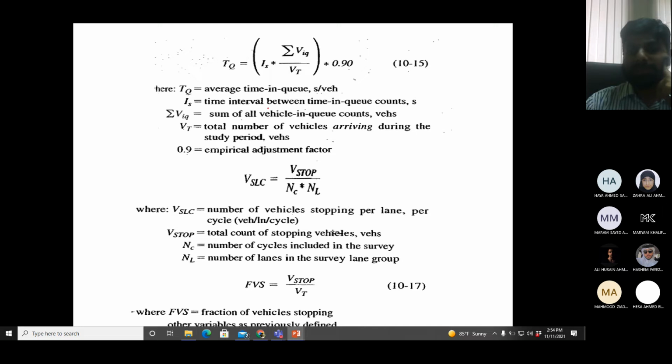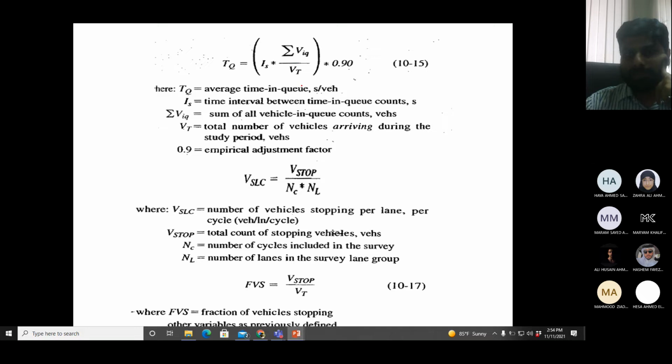You will apply a series of equations to find out the total control delay. The first equation is for time in queue delay, TQ. So you need IS. IS is the interval you gave to observer 1. So you gave him 10 seconds. After every 10 seconds, count the number of vehicles in the queue. That is IS. VT coming from observer 2: total number of vehicles arrived at the intersection.